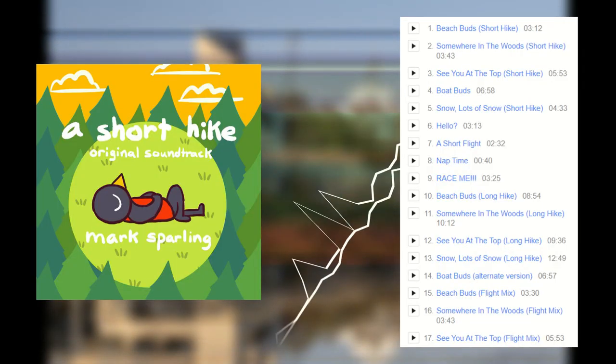On to an indie game. A Short Hike features music with many variations. The sound system is a bit difficult to explain, so bear with me. The player assumes the role of a bird, and the music adapts as the bird flies, walks away from a location, and so on. The solution for this album's translation was to split it into two soundtracks, short and long.